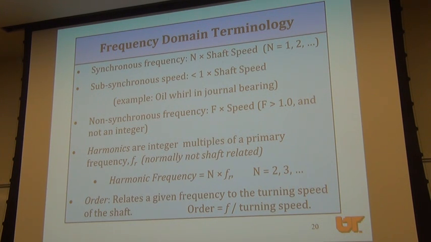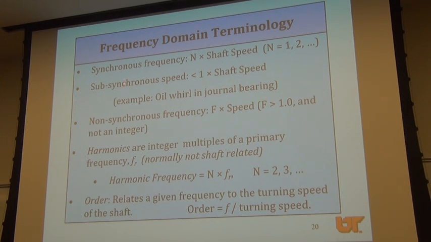Some terminology here. Let's say we know the shaft speed. That's the given speed, the normal operational speed. What is synchronous frequency? Synchronous frequency is an integer multiple of that shaft speed. Multiples of the shaft speed: integer multiples, 1 times, 2 times, and so forth.